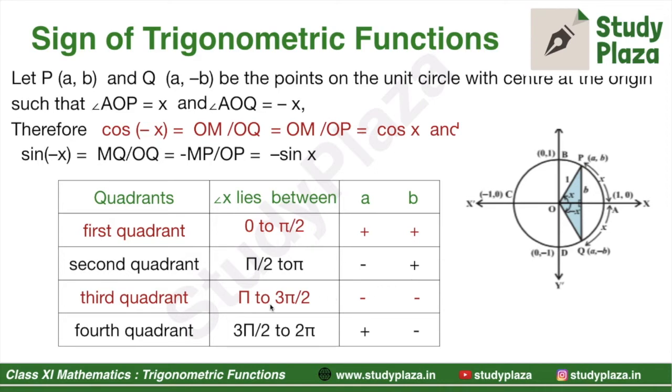And in the third quadrant, that is from pi to 3 pi by 2, both x and y coordinates, that is both A and B, are negative. Similarly, in the last quadrant, that is the fourth quadrant, 3 pi by 2 to 2 pi, x will be positive, or we can say A will be positive and B will be negative.